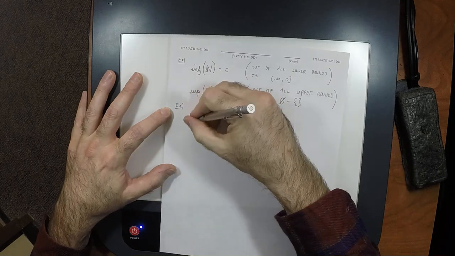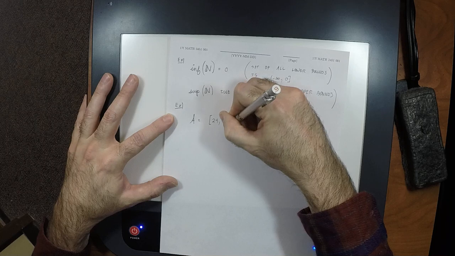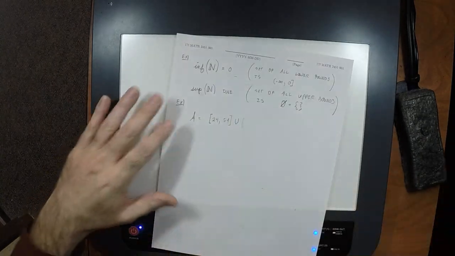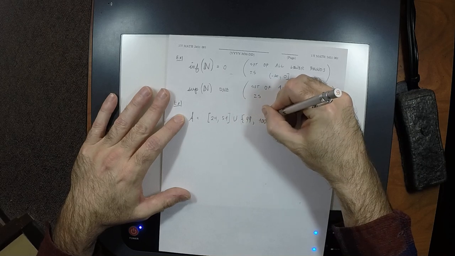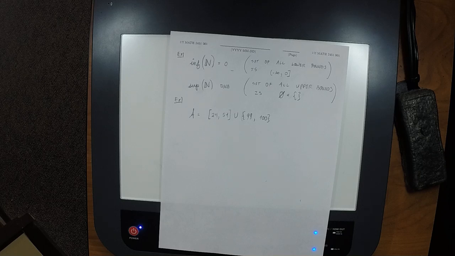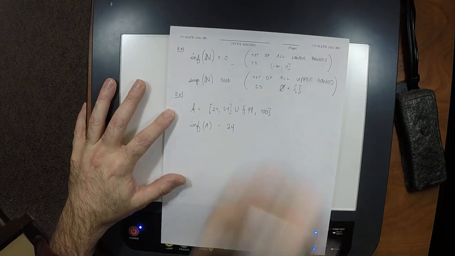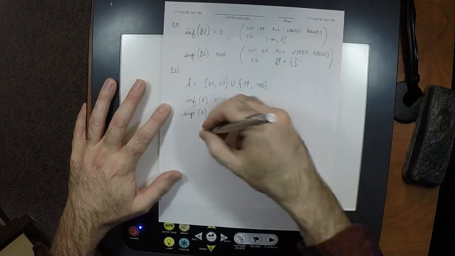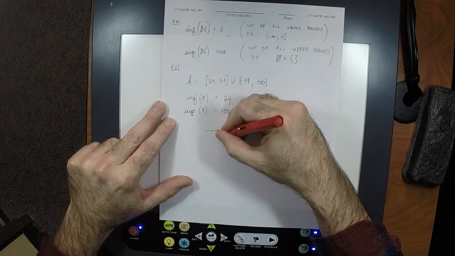How about if I say that the set A is equal to, say, the closed interval 24 to 51, union the integer 99, and 100? Okay, so that's a closed interval, and then we're also going to include 99 and 100 because that sounds great. So then, what is the infimum of A? It's 24. Okay, and then what's the supremum of A? 100. Okay, the reason why, sort of intuitively, if you like, is that over here we've got this bit, 24, 51.